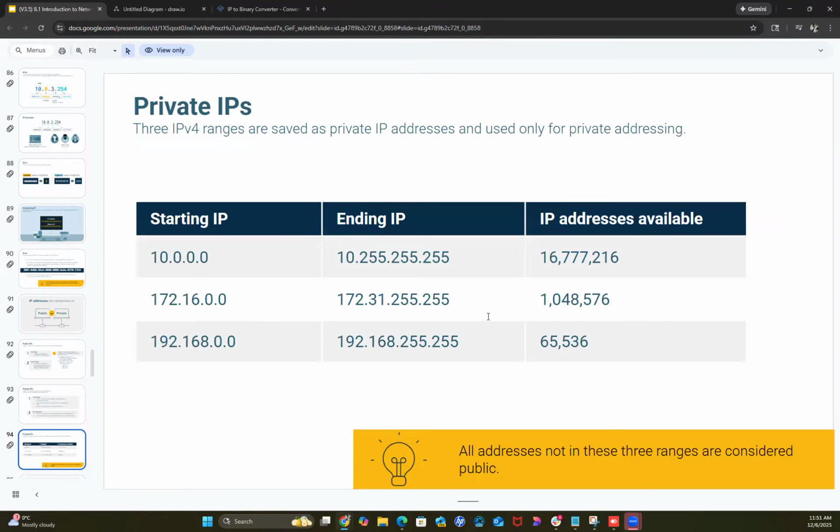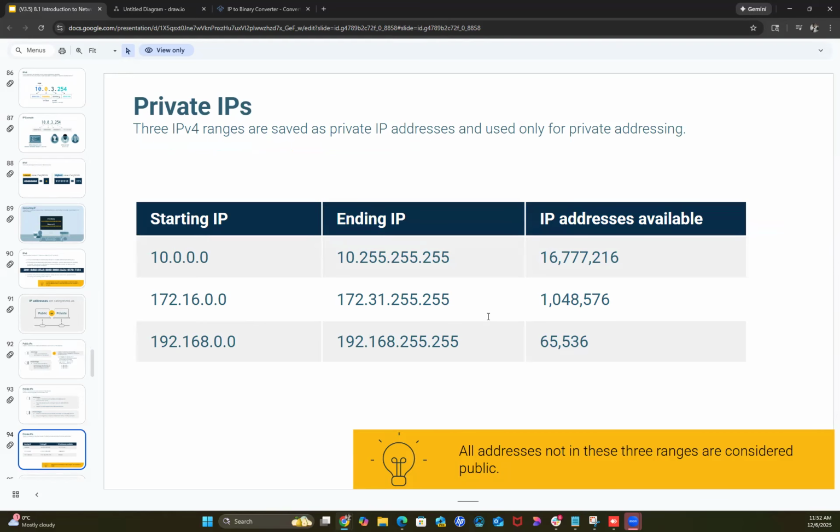Three IPv4 ranges are reserved as private addresses and are only used for private addressing. So three IP ranges are used only in private networks. One is 10.0.0.0, with the ending IP at 10.255.255.255. This is private.